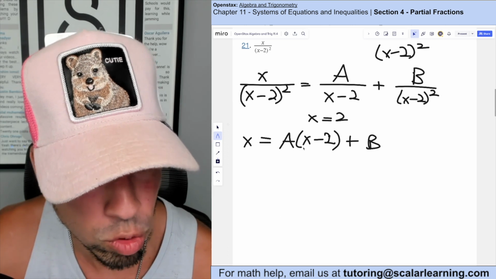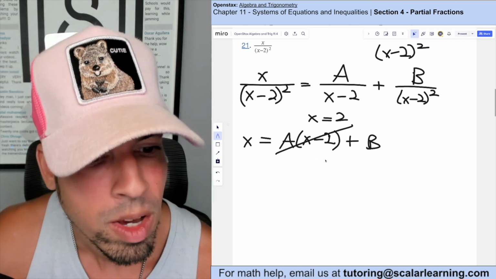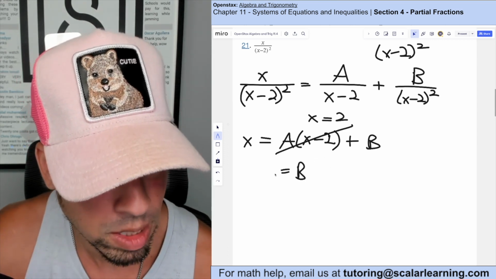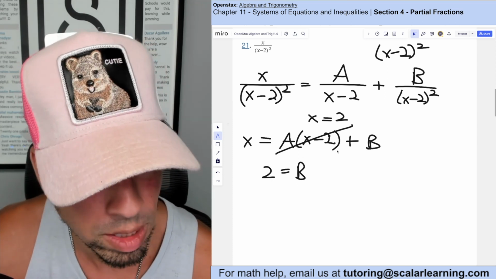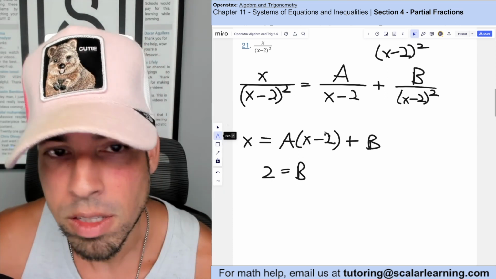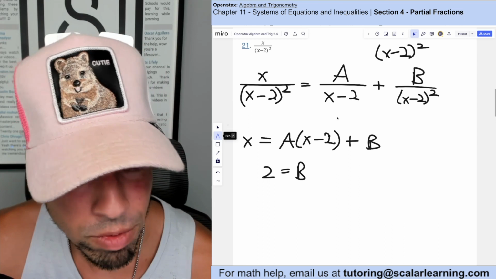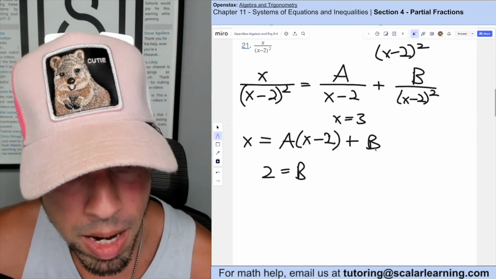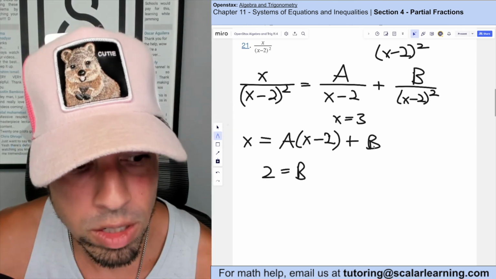I'm going to start with 2. That's going to zero this out. And we're going to be left with b is equal to, plug in 2 there, 2, and that's it. Now we need to solve for a. And in this case, all I'm going to do is plug in a different value for x. I'm going to plug in 3. It doesn't really matter because we already know that b is 2.